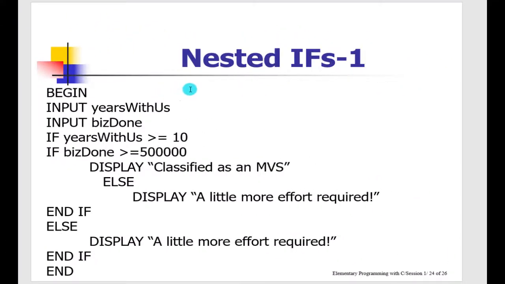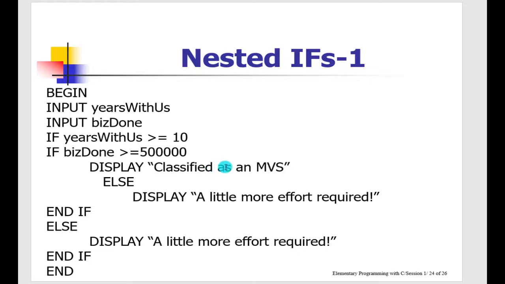Let's see, same program requirements, but now we're using a nested if. We begin, we get the number of years from the user, and we also get the amount of business done with us. The first check is if years with us is greater than or equal to 10. Now, let's say it was something like 11 and 700K. Of course, 11 is greater than or equal to 10, so we come inside here and make the second check. Then we check and find out if 700K is greater than 500K.